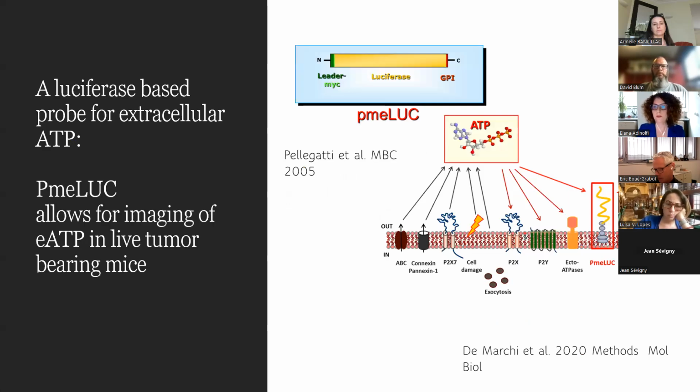So to study whether P2X7 receptor could also affect the levels of extracellular ATP in the tumor microenvironment, we took advantage of the pmeLUC probe. This is a luciferase which is engineered to be expressed at the outer facet of the plasma membrane. So it allows to measure only extracellular ATP and not intracellular ATP. And because it's a luciferase, it can be used in a luminometer for small animals, and therefore allows for imaging of extracellular ATP in live tumor-bearing mice.